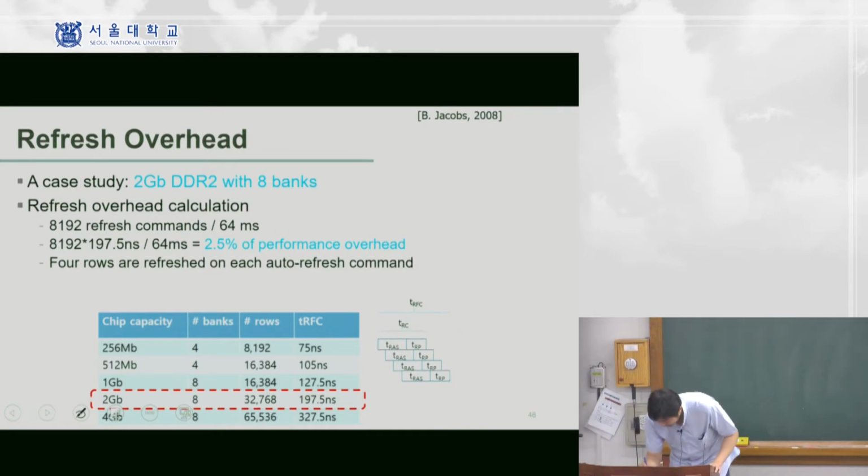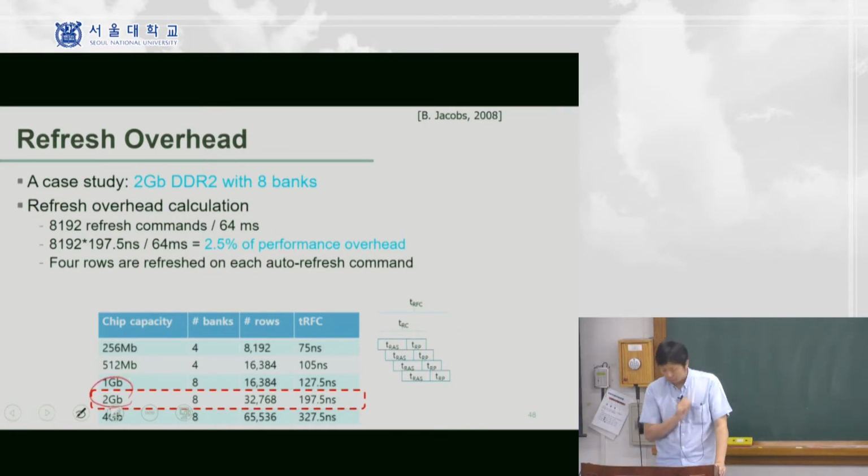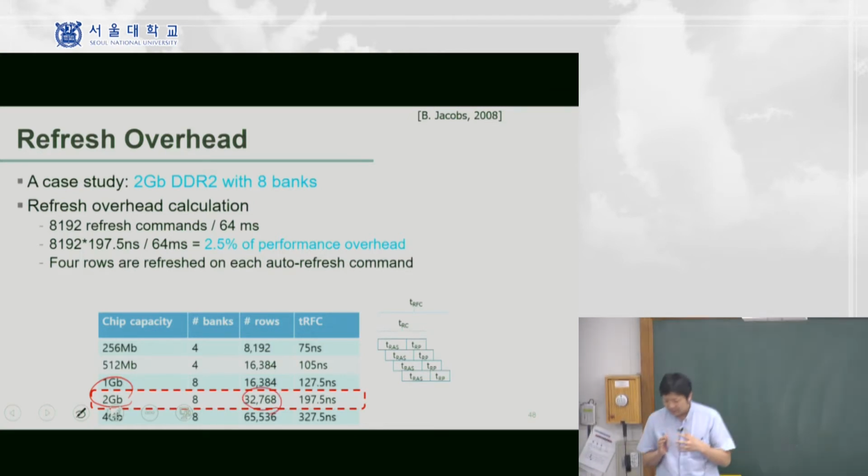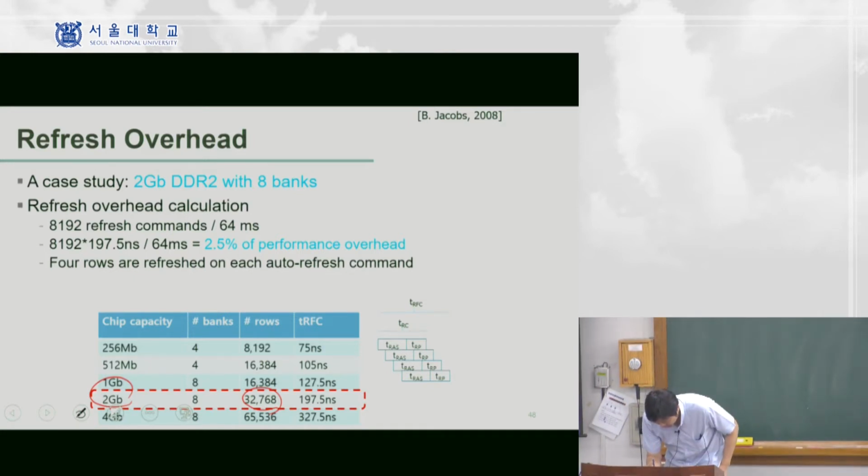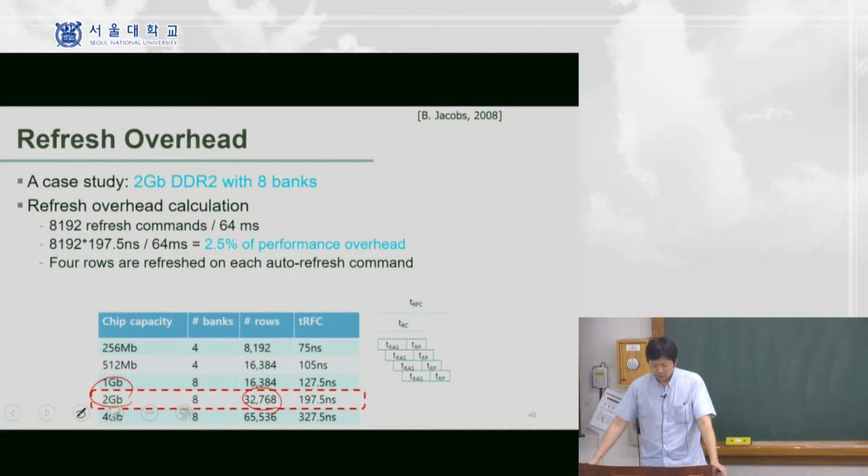So let's do some calculation here. Let's say we have a 2 gigabit DRAM chip with 8 banks, and this is the total number of rows to refresh, because we have 32K rows to refresh every 64 milliseconds, right? So within a 64 millisecond window, we have to go through all the individual rows to refresh. That's the problem we are solving. So here, the assumption is we can issue at most 8,192 refresh commands per 64 millisecond refresh window. And for every refresh command, we spend this amount of time.